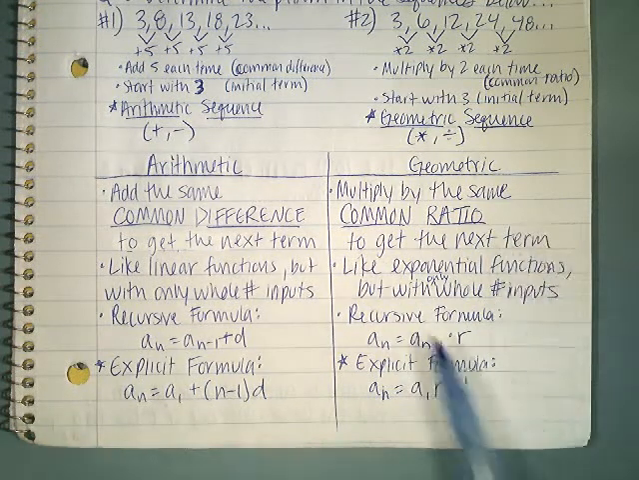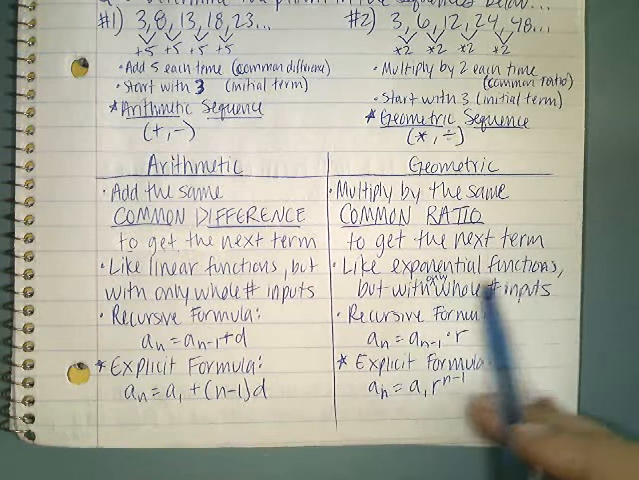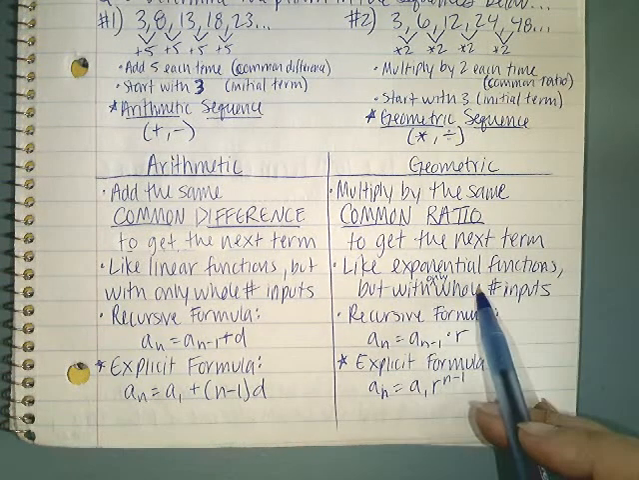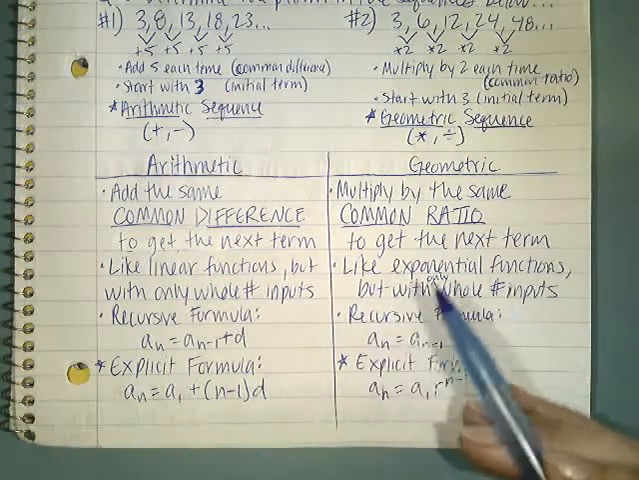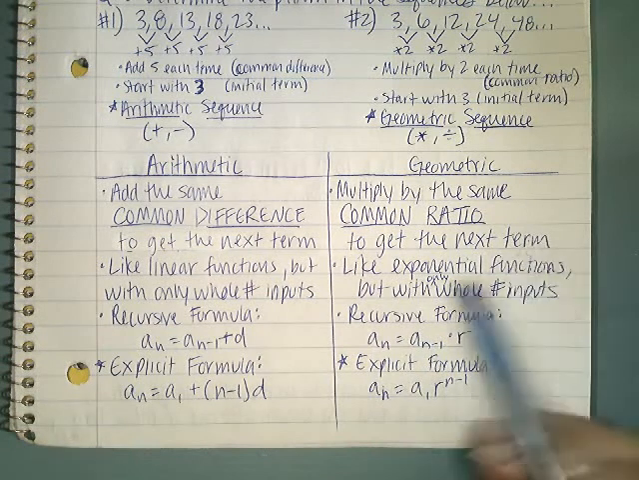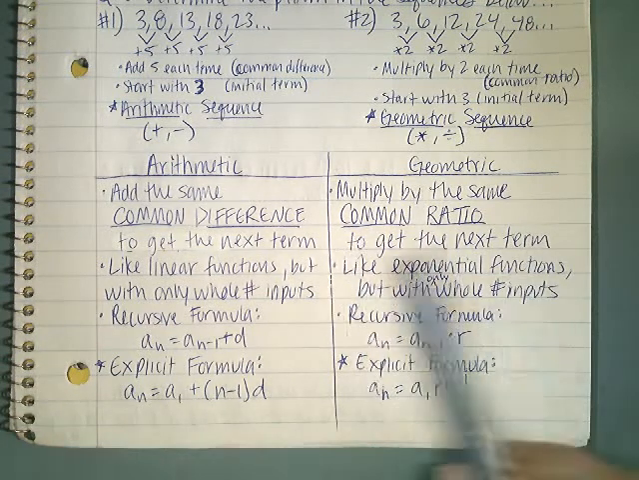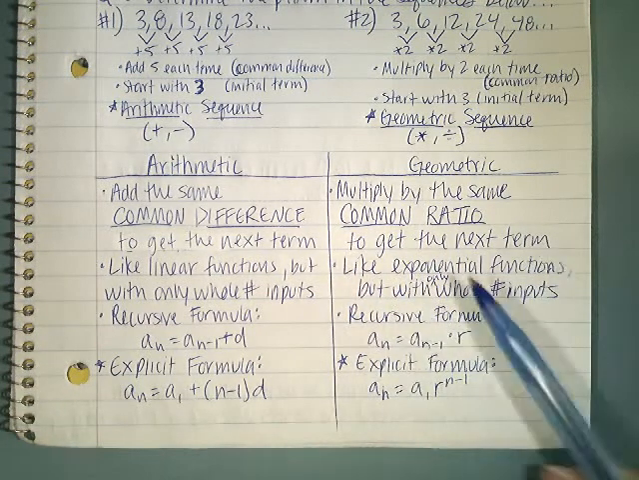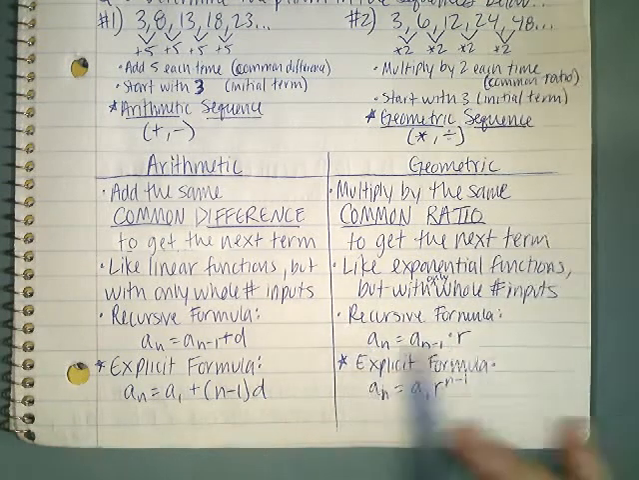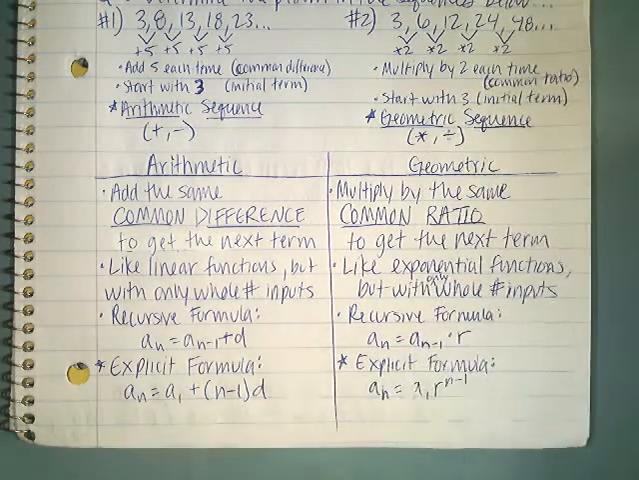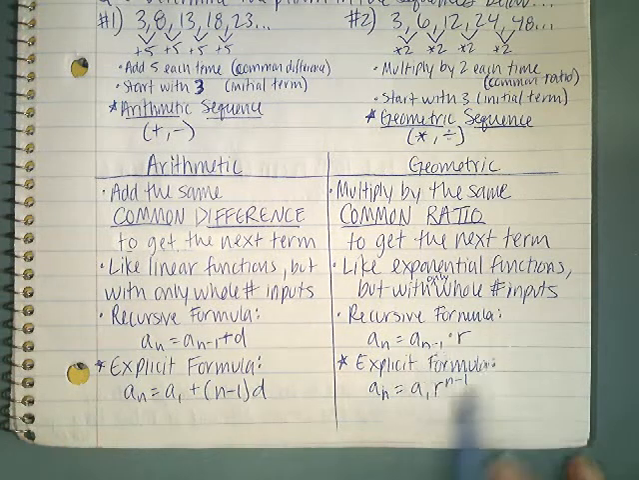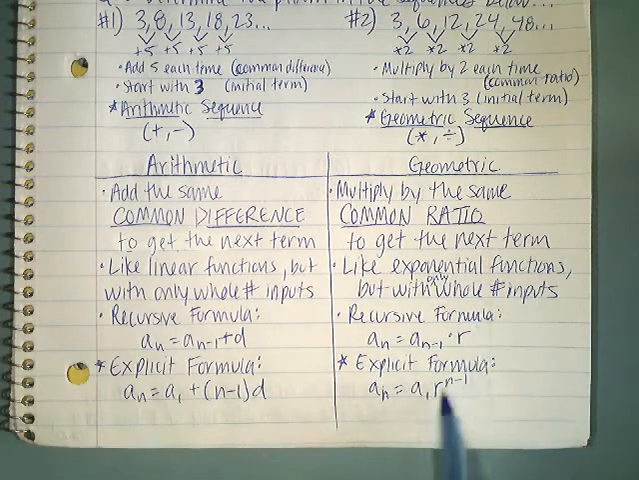But the key here is that you have a common ratio that you are multiplying by each time to get the next term. These are just like exponential functions, but they only have whole number inputs because the inputs represent a spot or a point on the list. So it can only be a whole number: the first term, second term, third term, fourth term, and so on and so forth. The recursive formula, all you're doing is multiplying by the same common ratio to get the next thing. We'll talk about that more later. The explicit formula is what we'll be focusing on today. And you might notice that it looks very much like our exponential function equation.